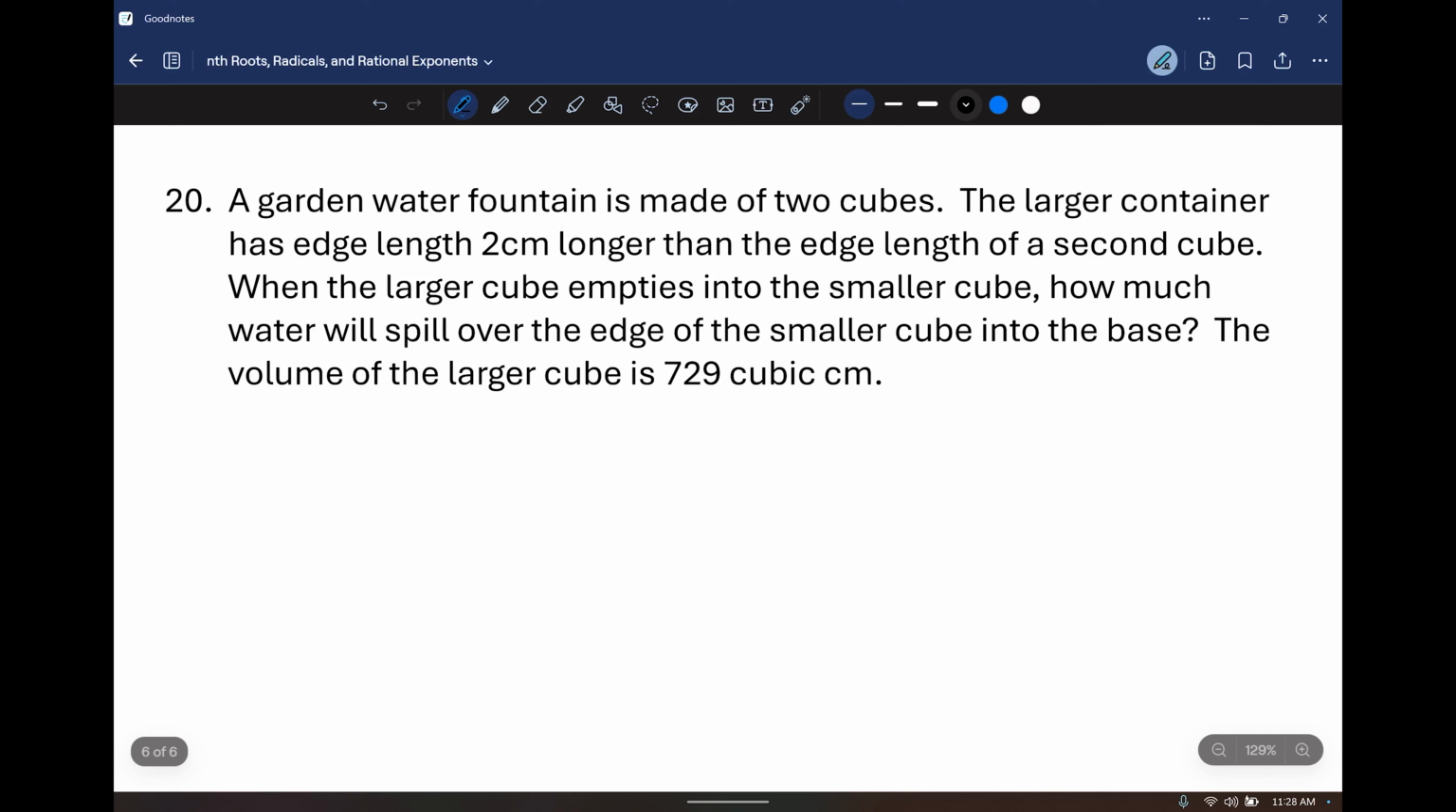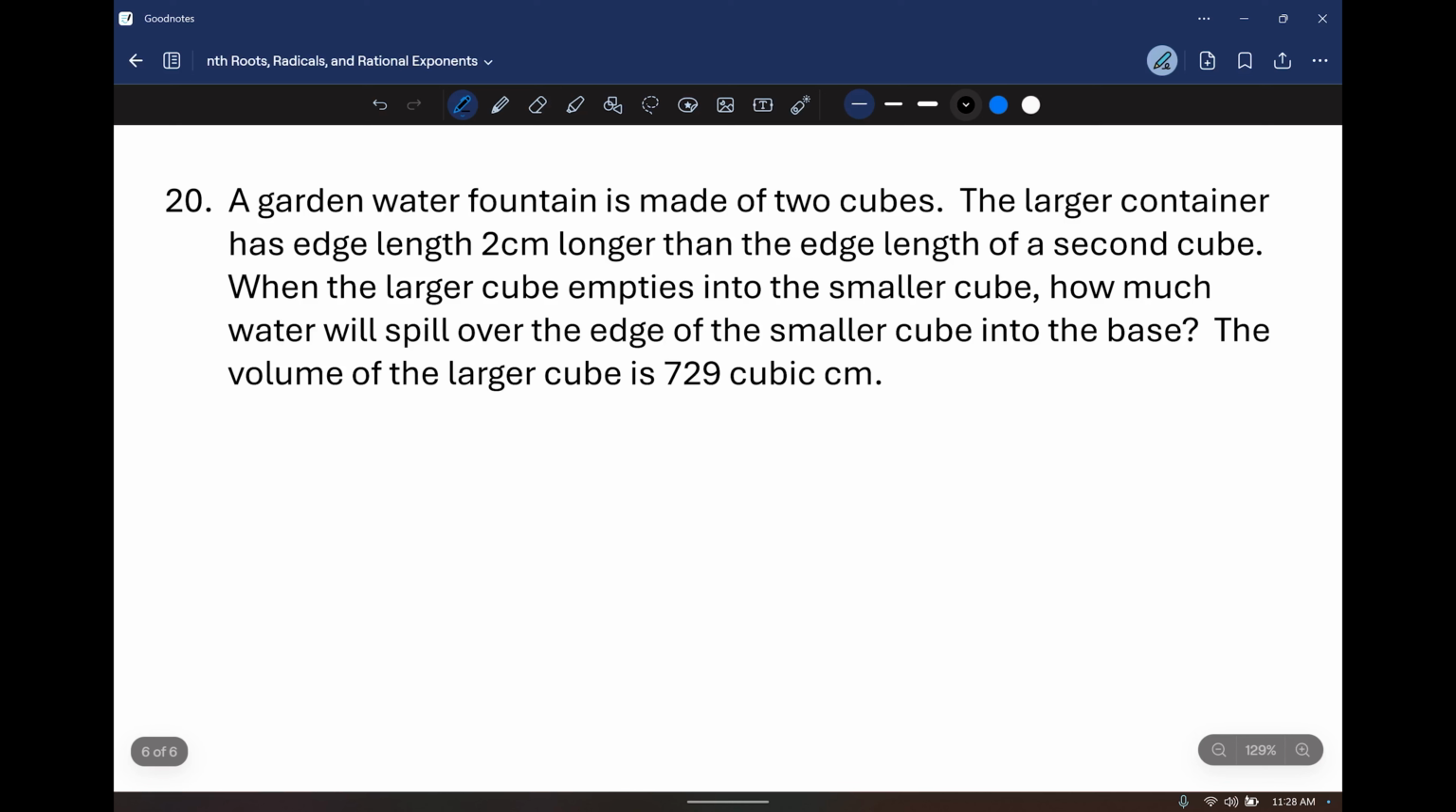So if we want to know how much is spilling out, okay, we have a larger cube, so we are doing volume, and we have a smaller cube. If I pour the larger cube into the smaller cube, obviously what can't fit into the smaller cube is going to flow over the edge. So if we had the volume of the larger cube, we could subtract the volume of the smaller cube, and that would give us the leftover part that won't fit into the smaller cube.